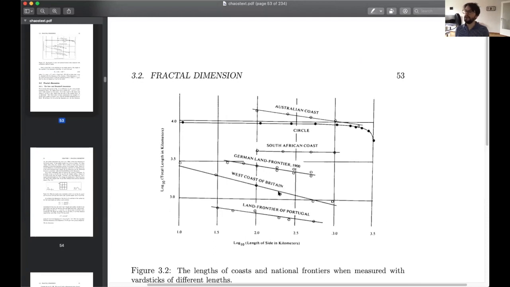And as you can see, Britain is pretty fractalized. Portugal is also fractalized because it follows the mountain. This is the length of the mountain. Australia is fractalized. South Africa is not fractal at all. So this behavior will tell you how much fractalized, how much self-similar the properties of the coast of a country, in this case, are.